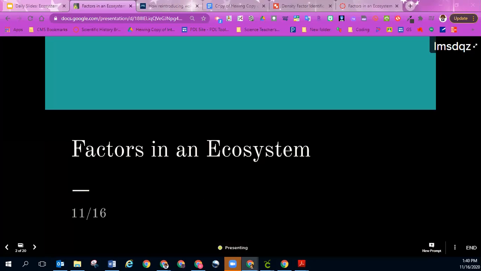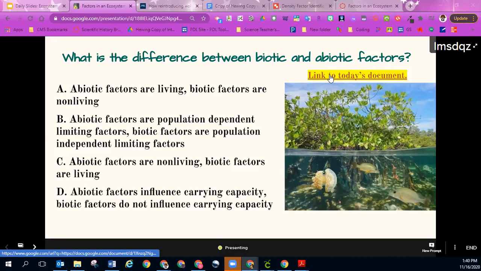So today we are going to talk about the factors in an ecosystem. If you did not open your document, if you click right here, it will open it for you. So we can get started on what we need to talk about today.